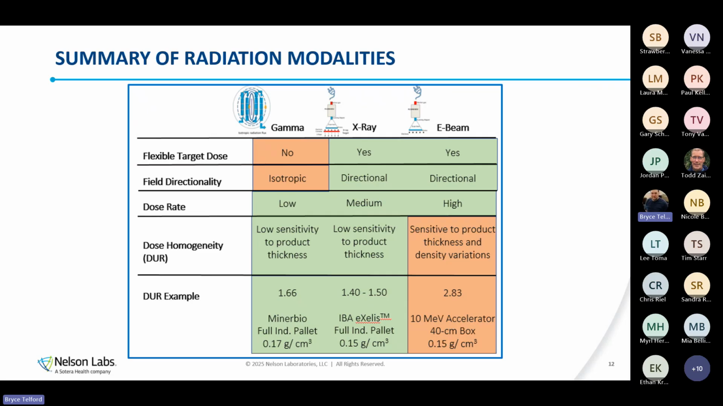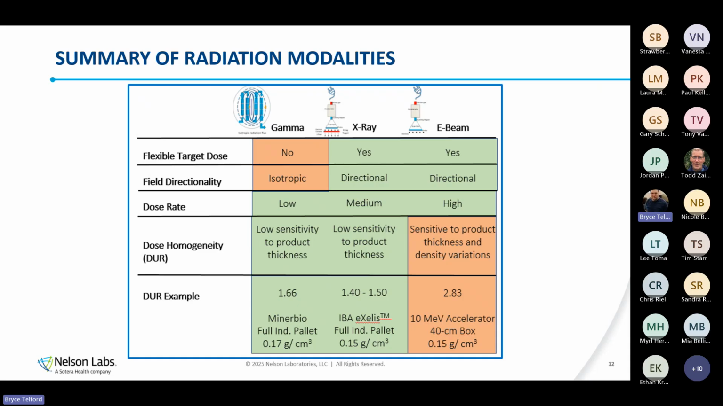Here's how that really matters: what is known as our dose uniformity ratio. DUR is our dose uniformity ratio. The smaller the number, the better, because that means that our ratio between our low and our high is smaller. So that means we have a smaller dose range. Our dose uniformity ratio is low sensitivity for gamma, meaning we can change density and we can change thicknesses, and we're still going to get a nice uniform dose.